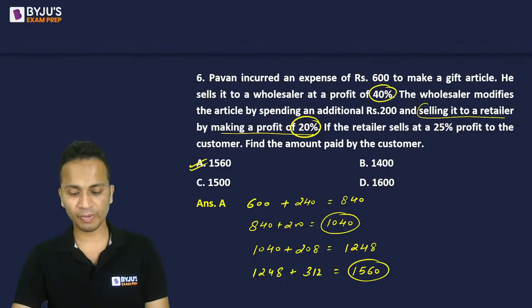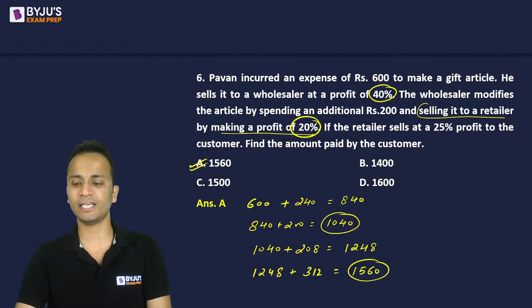Okay, so Prathmesh, Ashmita, and Ajay, all three of you are correct. Shruti, you are also correct. Option A is the correct answer.